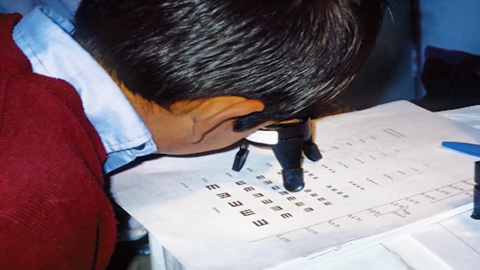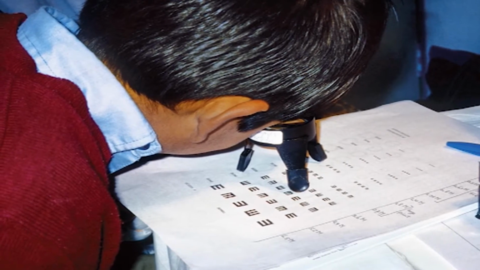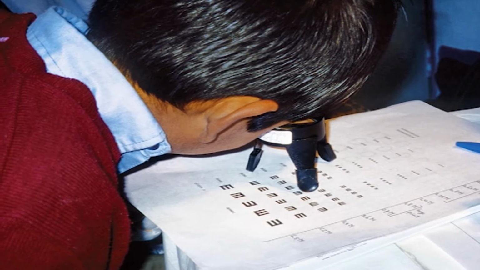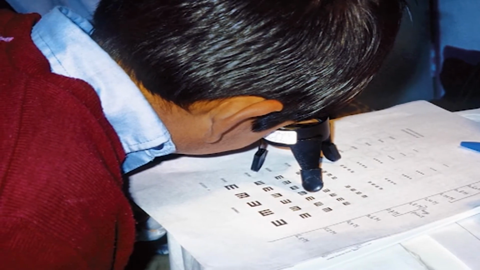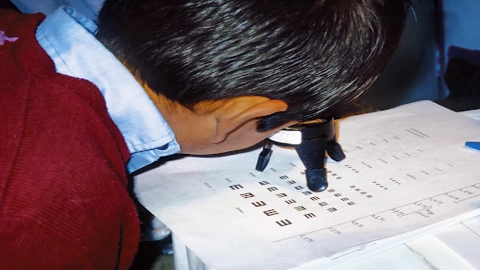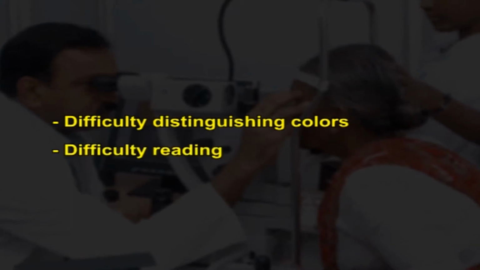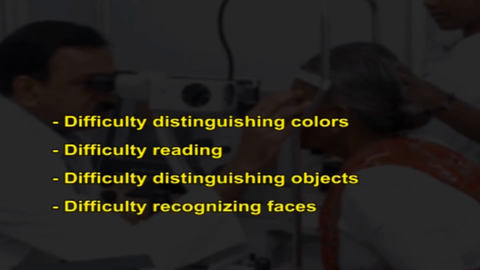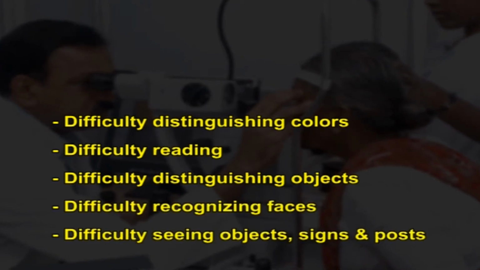Low vision affects many activities of daily living, and many people are restricted due to the acuity level with which they must live. Some signs of low vision are difficulty in distinguishing colors, difficulty in reading, difficulty in distinguishing objects, difficulty in recognizing faces, difficulty in seeing objects, signs and post.